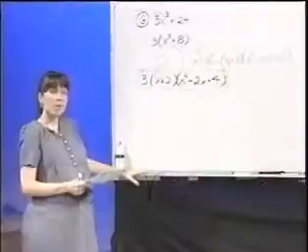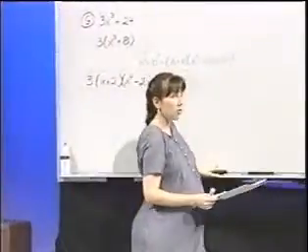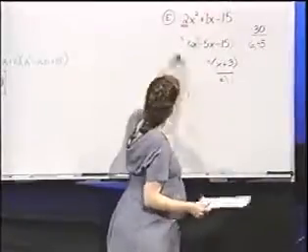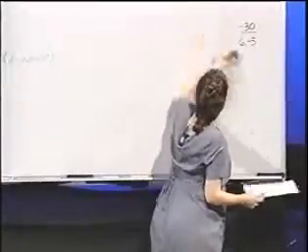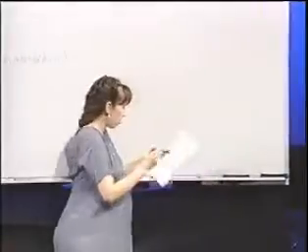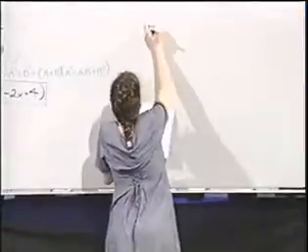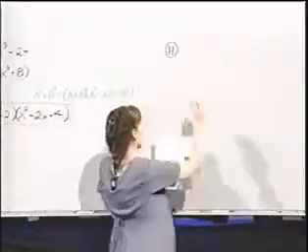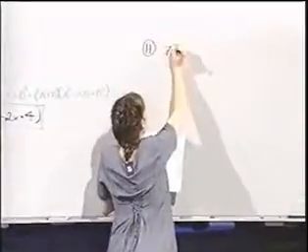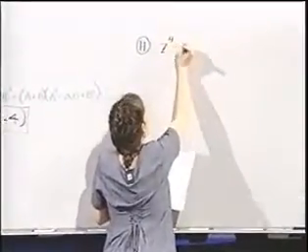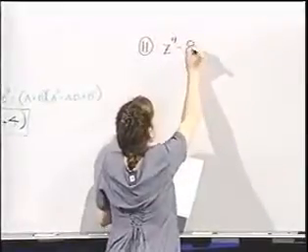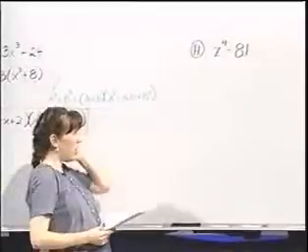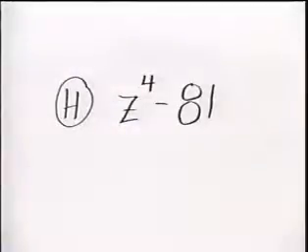And let's take a look at one more polynomial here. Let's look at example H. And maybe actually if we have time we'll look at one tricky one to leave you with, H. Okay, H is z to the 4th minus 81. Z to the 4th minus 81, okay?